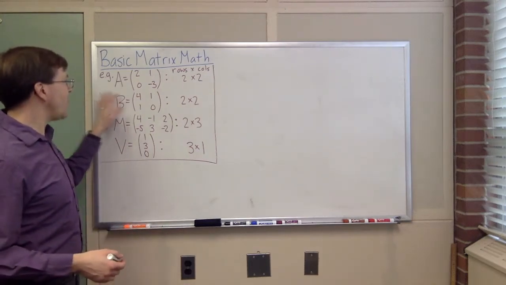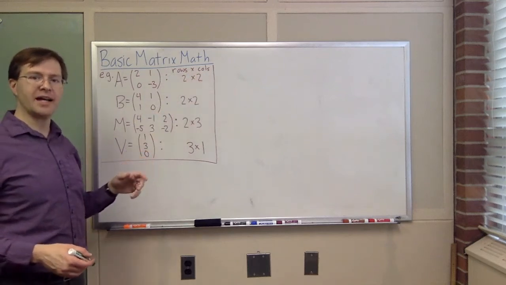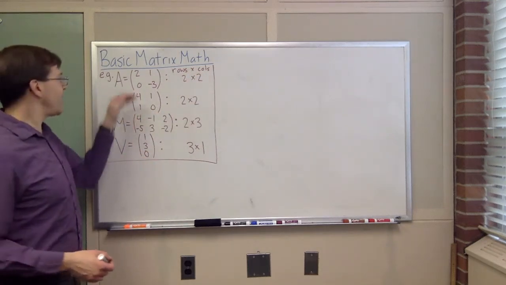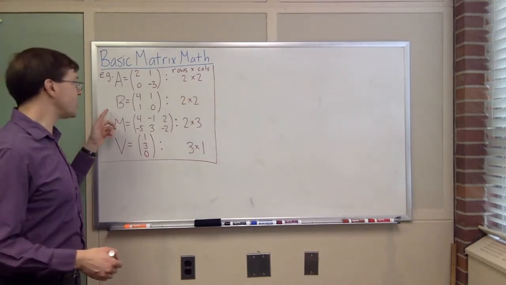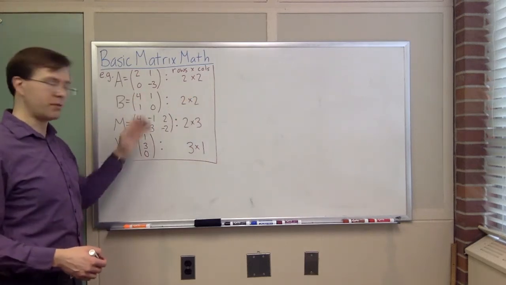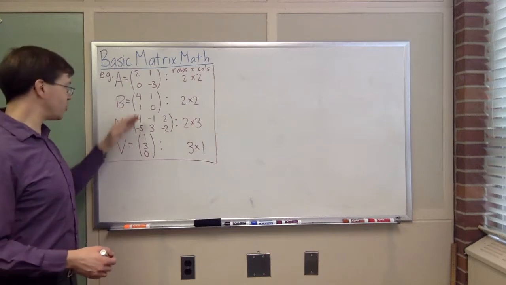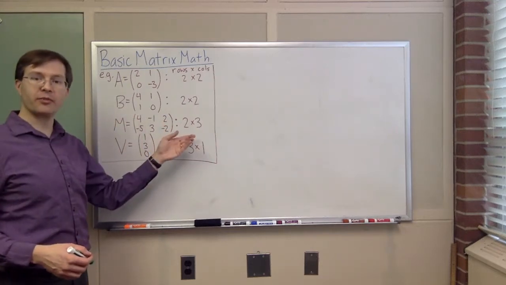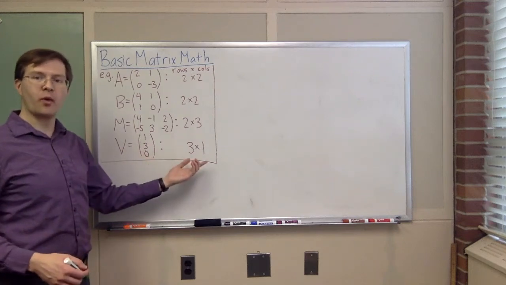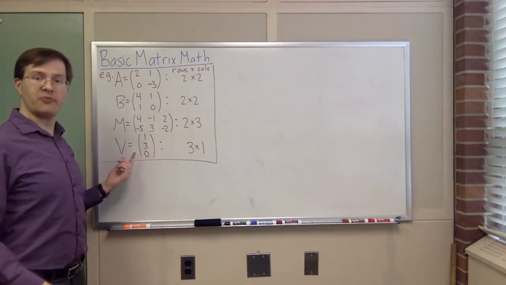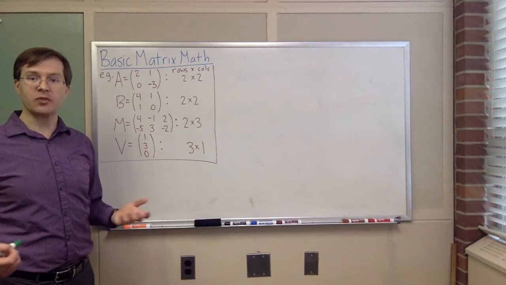A matrix is described by the number of rows and columns that it has. So this matrix that I've called A has 2 rows and 2 columns, so I call it a 2 by 2 matrix. B is also a 2 by 2 matrix, 2 rows, 2 columns. M here has 2 rows but 3 columns, so it's 2 by 3. And V has 3 rows and just 1 column, so it's 3 by 1.